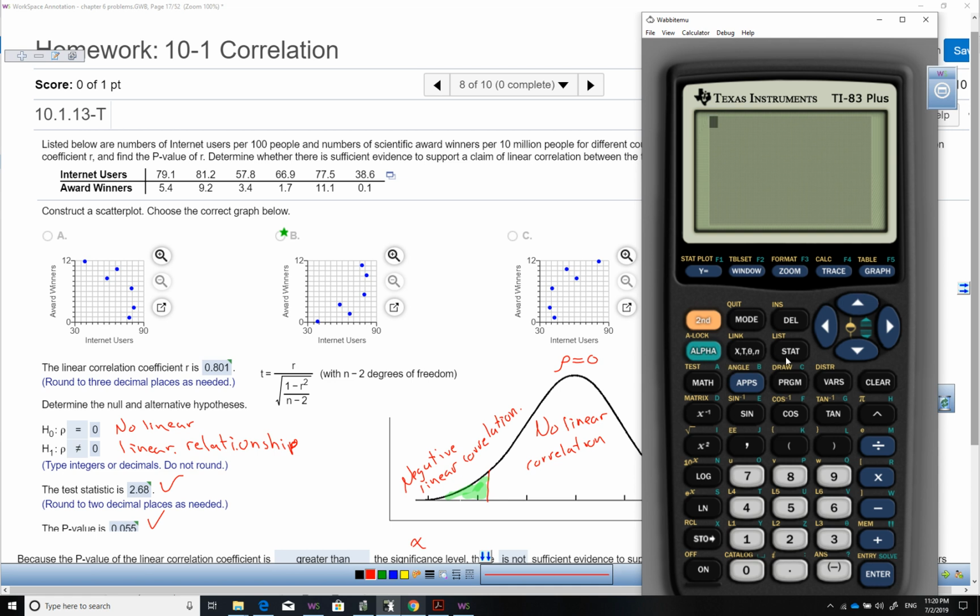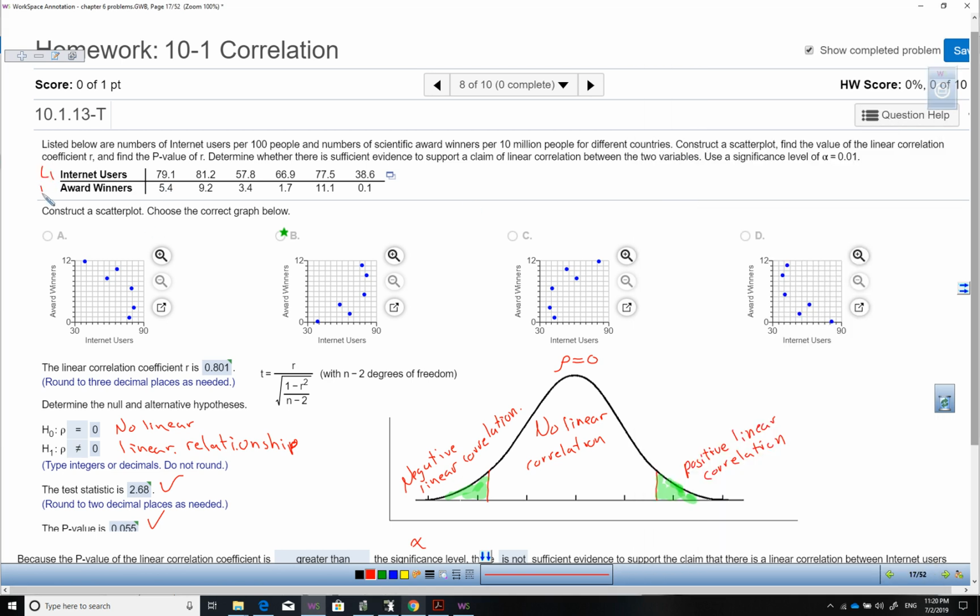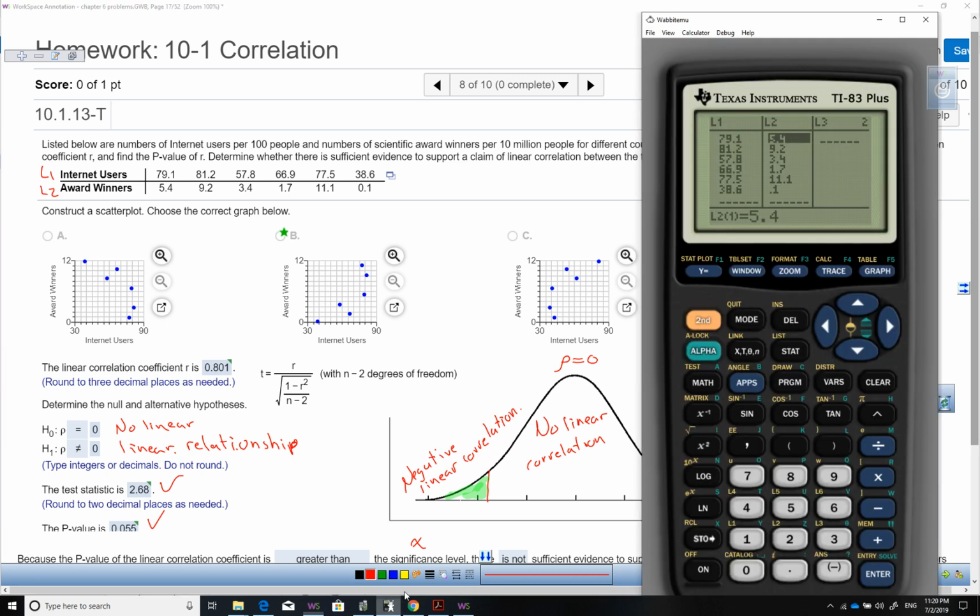So we go to Stat, we go to number 1, which is Edit, and set up those numbers on L1 and L2. Okay, that is the first step. After that, you go to Stat plot. To access this stat plot, you need to press the yellow key here. You press second, y equals.